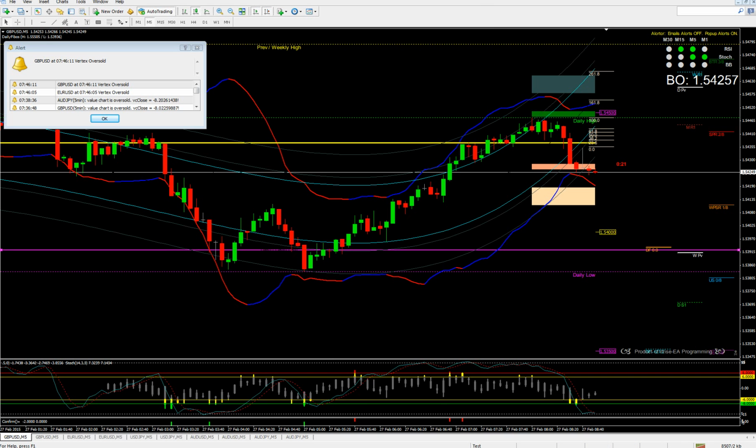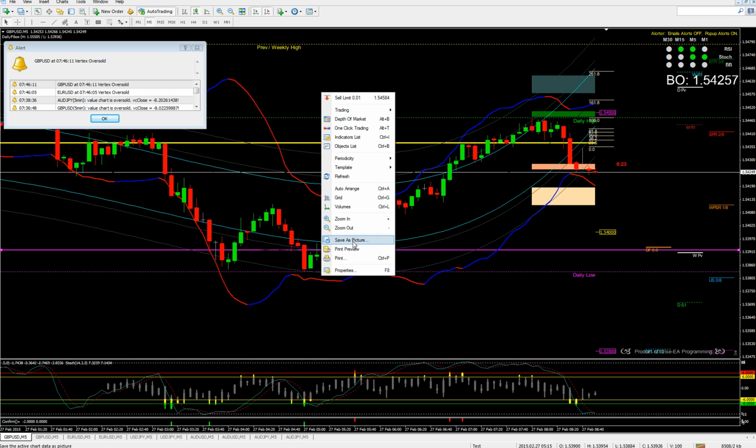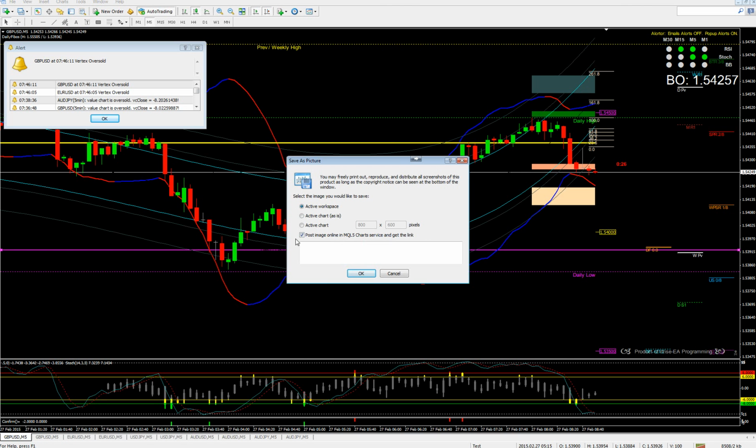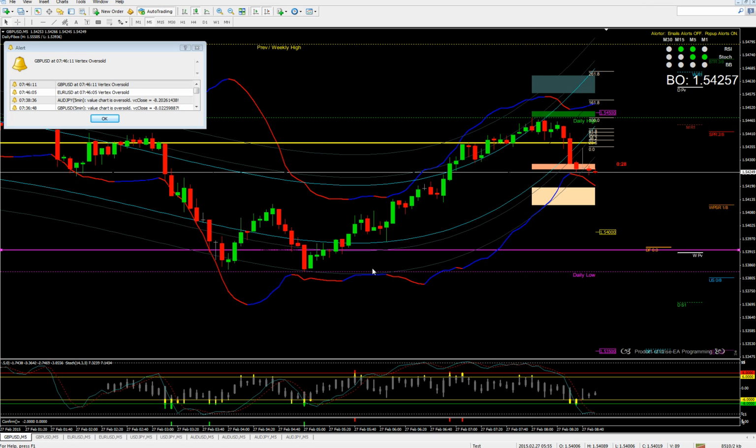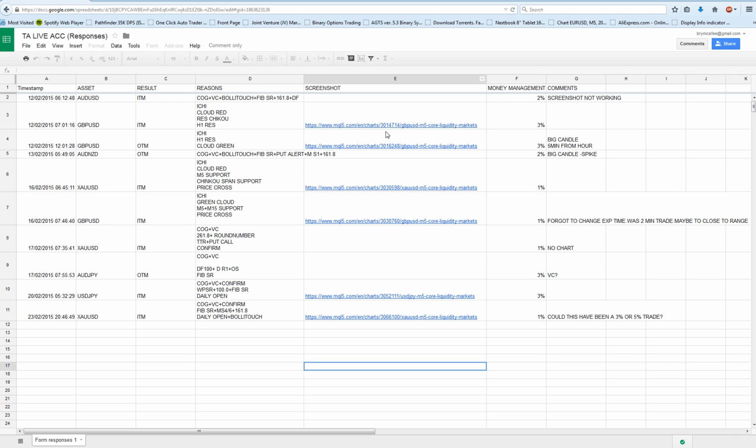Okay, but anyway, if you right click, do save as picture, active workspace, and post, it's going to pop up a website and give you a link. All I need you to do is jump in Skype and send me that link. This way, all I have to do is click. Watch, this doesn't want to open. MQL5 is running super slow today.